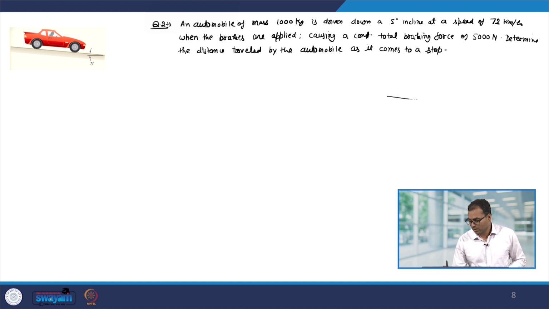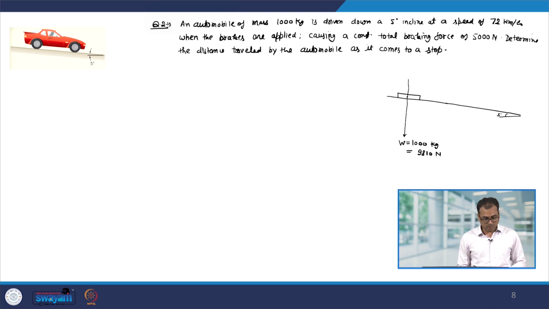So, we have the following situation. We have an inclination which is 5-degree and a car is moving on it. The weight of the car is going to act downwards. So, W is 1000 kg, which is 9810 Newton, when we multiply it by g, and the braking force of 5000 Newton is applied. Since the car is moving in that direction, the braking force will act in this direction and its value is 5000 Newton. Now, the normal force N will be perpendicular to the 5-degree inclination. So, this is the direction of N.